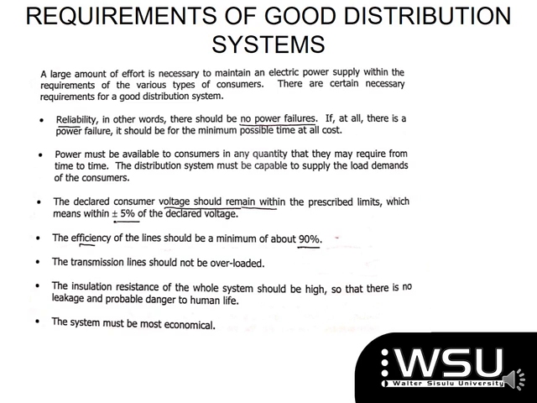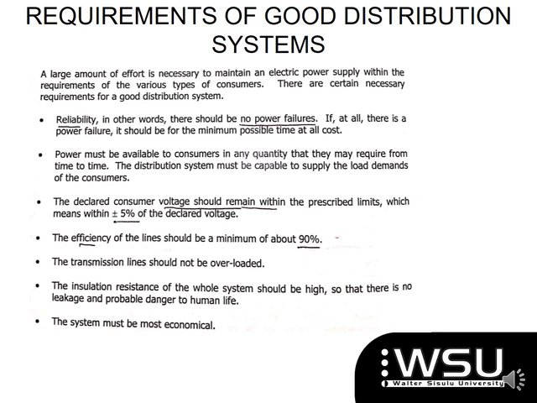The second point is that your power must be available to your consumers in any quantity that I require. So if I'm wanting a point of supply for a complex and that complex only requires 2 MVA today, and next year I have extended my mall and I want 10 MVA, the distributor must be able to give that to me.